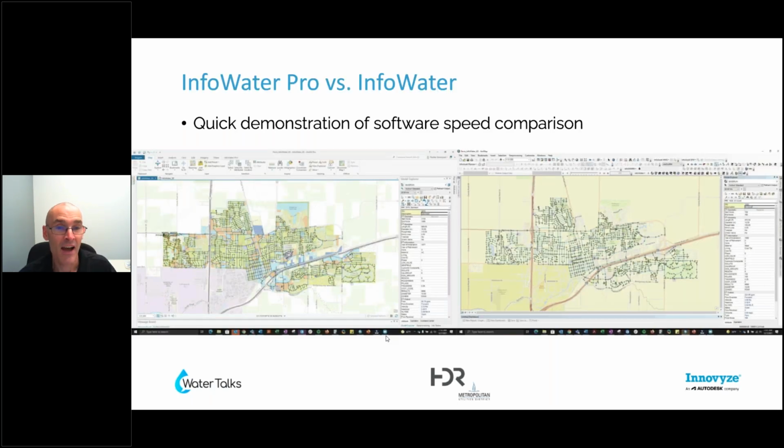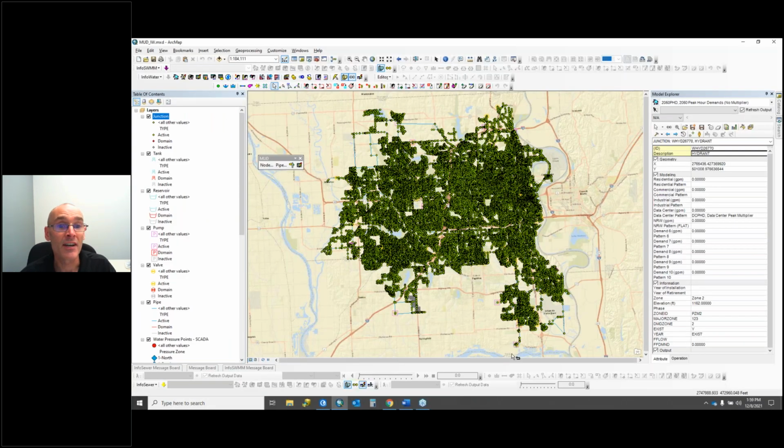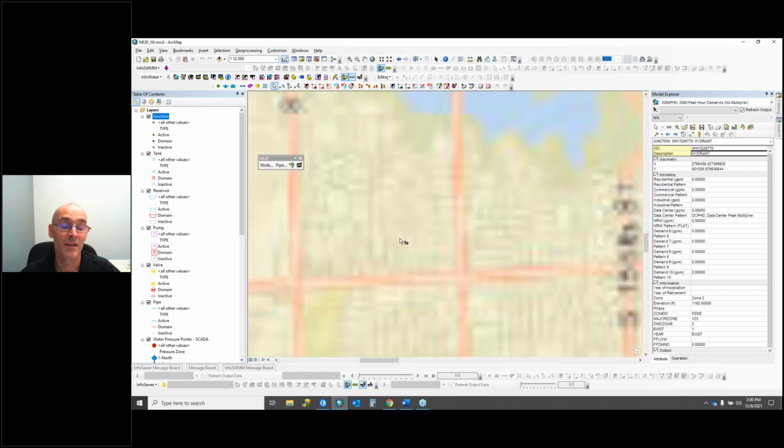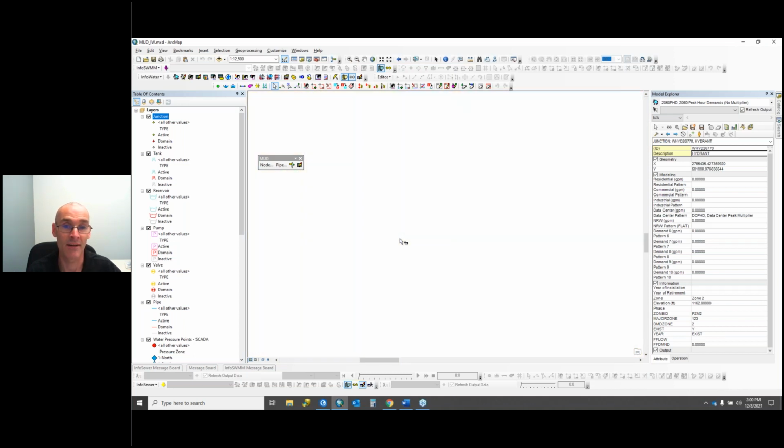So with that, I will just roll into a little bit of a demo here. The first thing I'm going to show you is the entire MUD system model, and this is InfoWater. So this is the old ArcGIS. What I'll do is zoom in here, and you can see I've got a lag, and I've got a wait here, and this will eventually catch up.